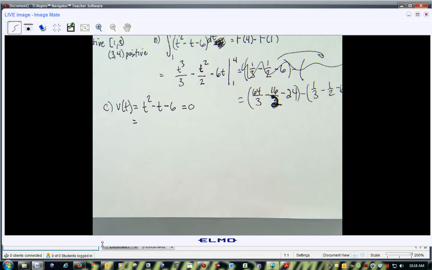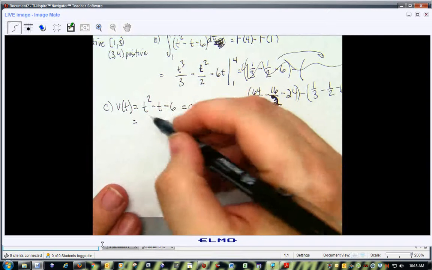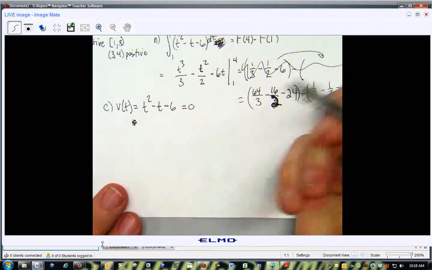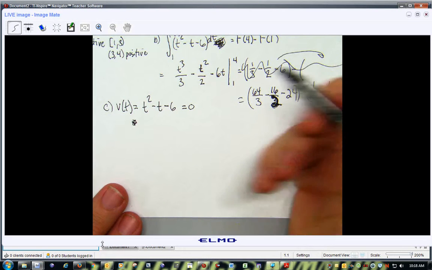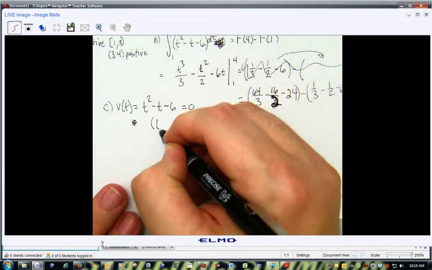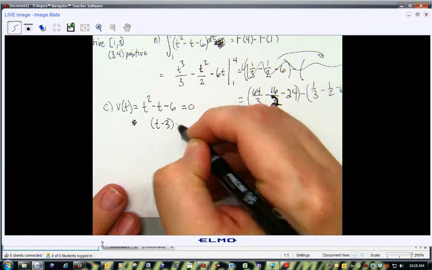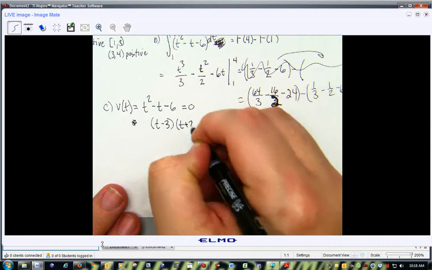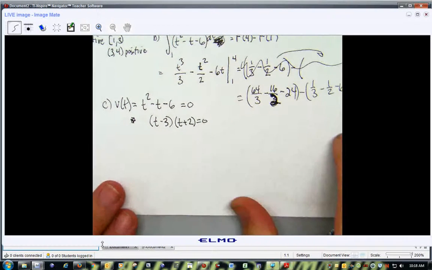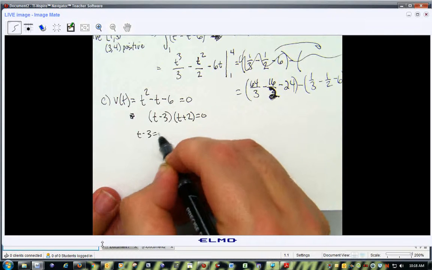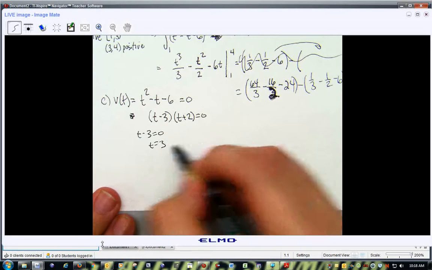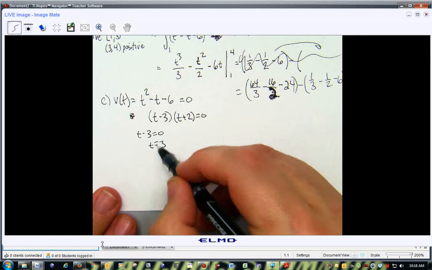What I would do is I would factor this. Can I factor t squared minus t minus 6? What would I get? T minus 3, t plus 2 is equal to 0. So t minus 3 equals 0, so t is equal to 3. Does that look familiar? Yeah. And then t equals negative 2.